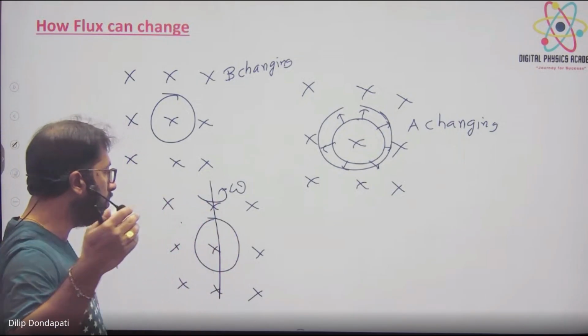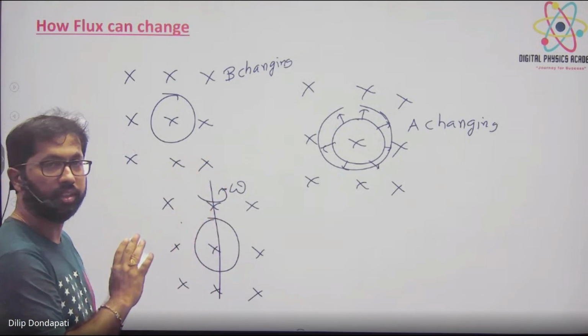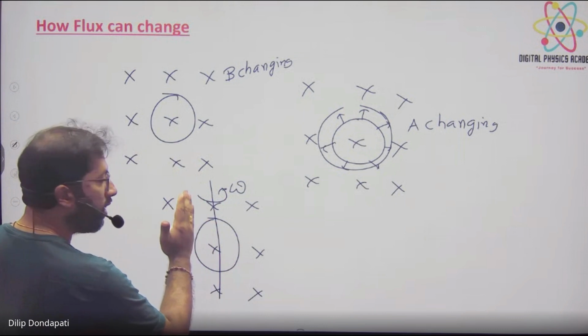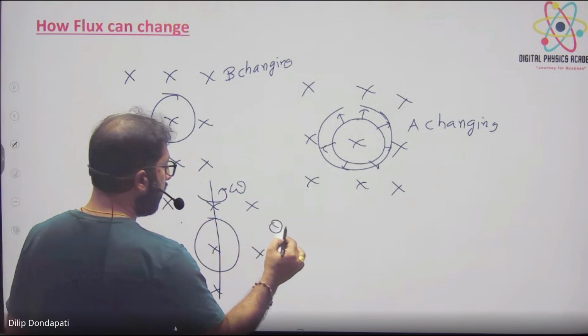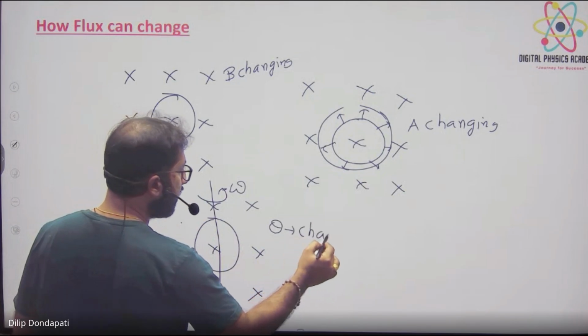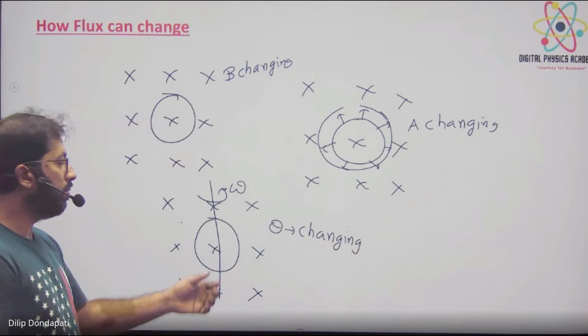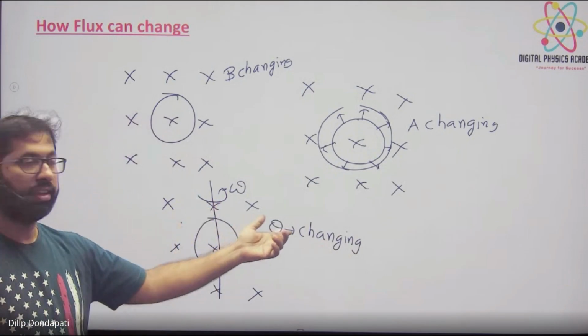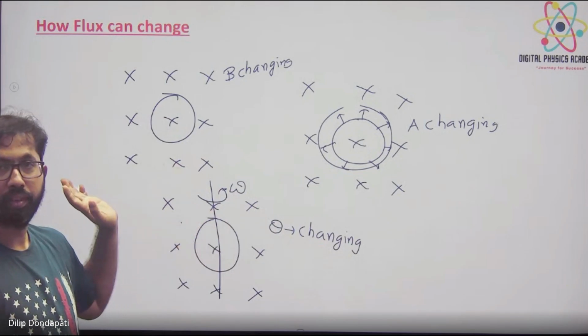Here, what is happening indirectly? Initially, suppose the magnetic field and area vector are in the same direction, angle is 0 degrees. Later, when the coil rotates, the area vector is changing. So what is changing here? Theta is changing. Theta is the angle between magnetic field and area vector. When theta is changing, the flux lines are changing. Therefore current is induced in the coil. These are the methods.